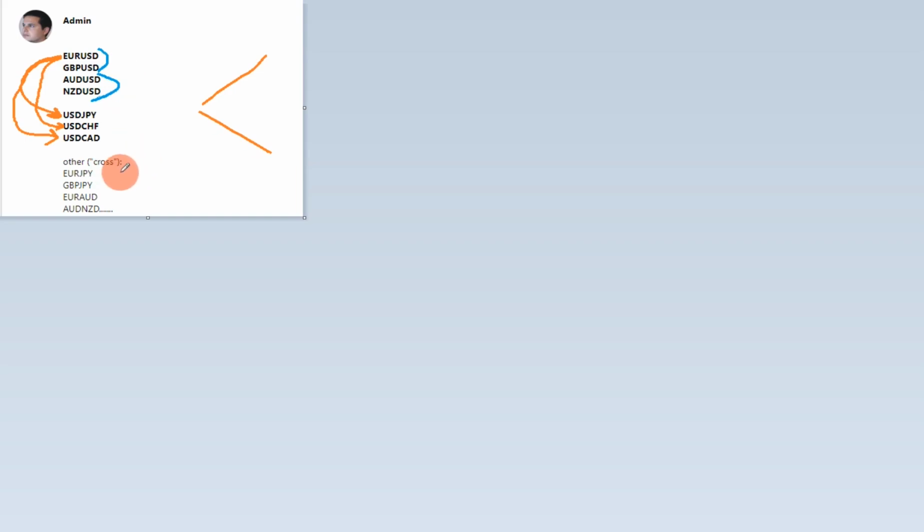Now, there are also other pairs, I call them cross pairs, like Euro yen or pound yen or Euro Aussie, which are different because obviously the input pairs already have a correlation. Or Aussie Kiwi. So there, these pairs move quite different as compared to the main pairs, the input pairs as I call them.